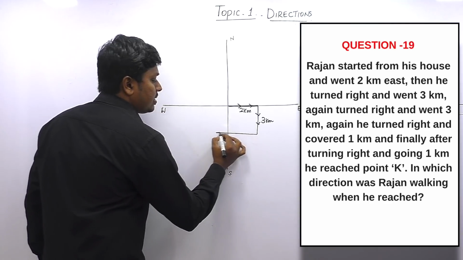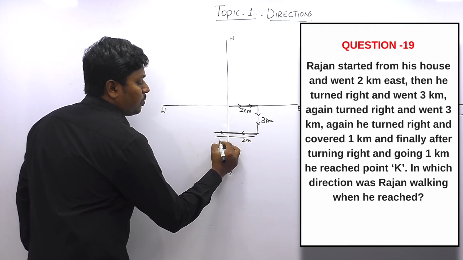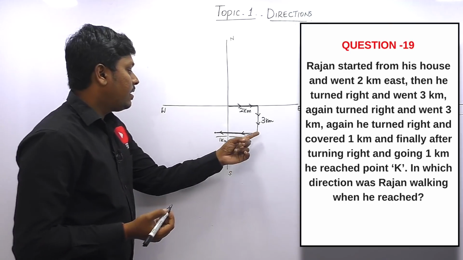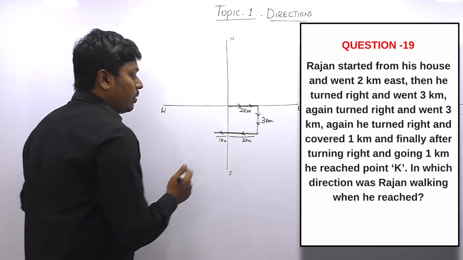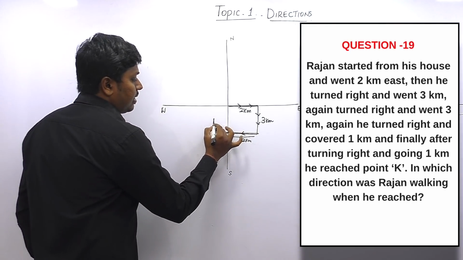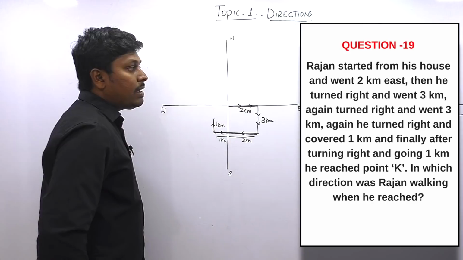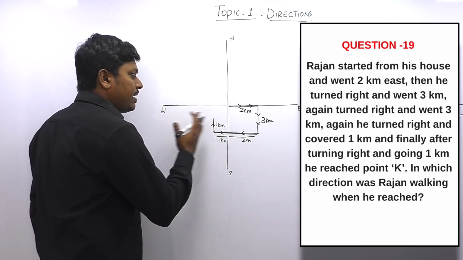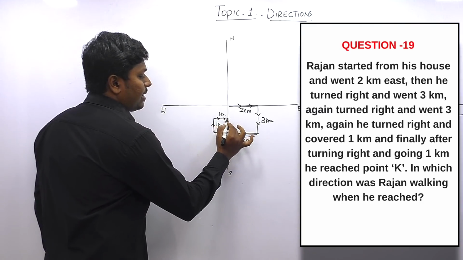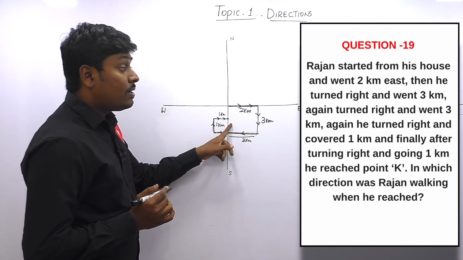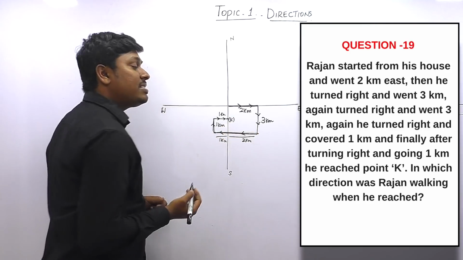So if he walks a total distance of 3 kilometers, then he will reach this point because this will be 2 kilometers and this will be 1 kilometer, so that we can say after taking a right turn, he walked a total distance of 3 kilometers. Again, he turned right and covered 1 kilometer. So from this point, he is taking a right turn and he is covering 1 kilometer. And finally, after turning right, he goes 1 kilometer. The ending point will be exactly on this line, reaching the point K. So they are saying that the ending point is denoted by the letter K.